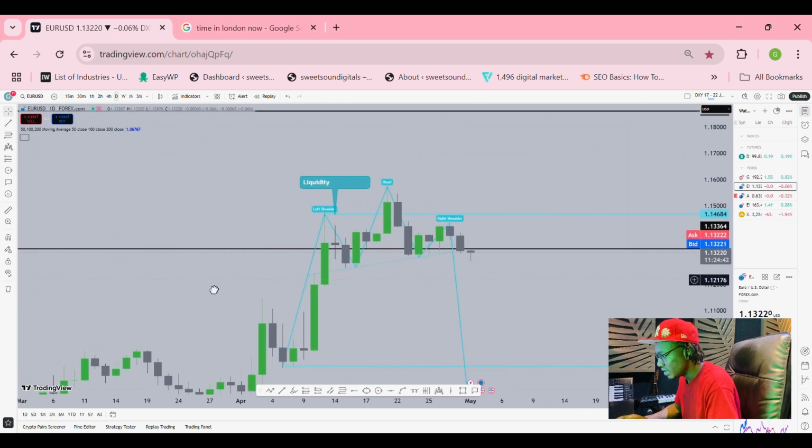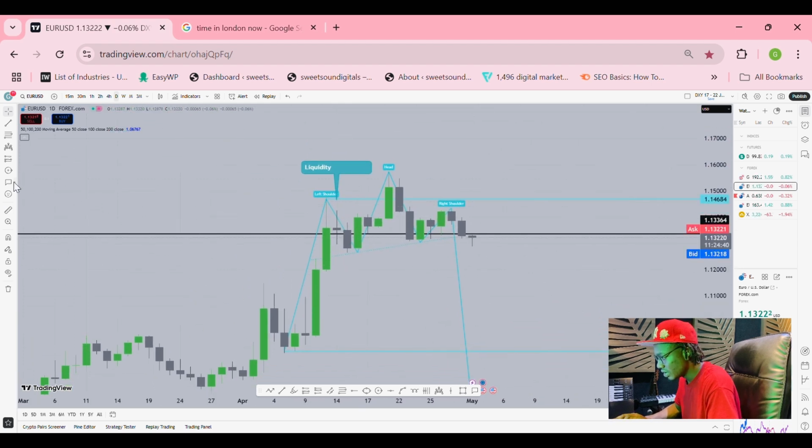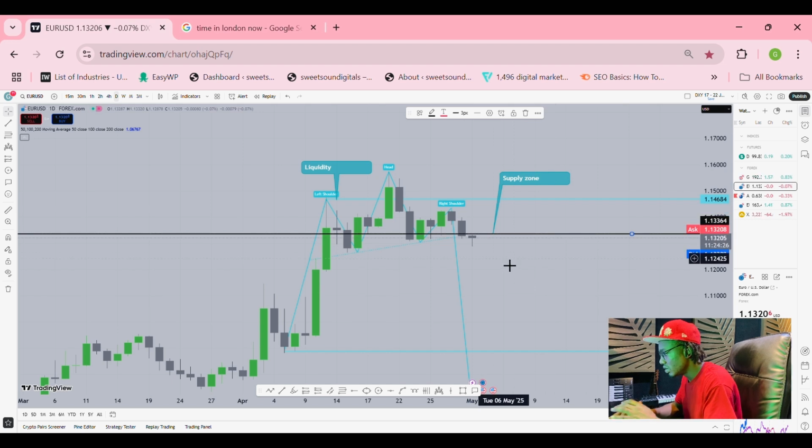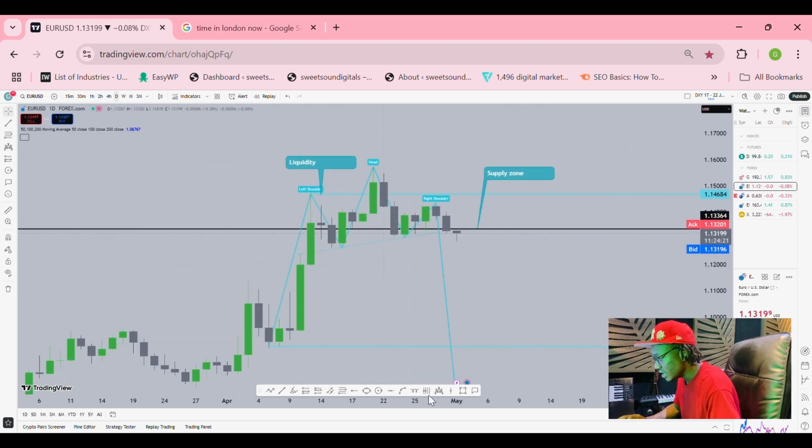And remember, this is a supply zone. The black line is our supply zone, so we're expecting sellers to react from this area, and they are doing so already. Sellers are already reacting. So this is our supply zone I'm calling out, and then there's a head and shoulder pattern.